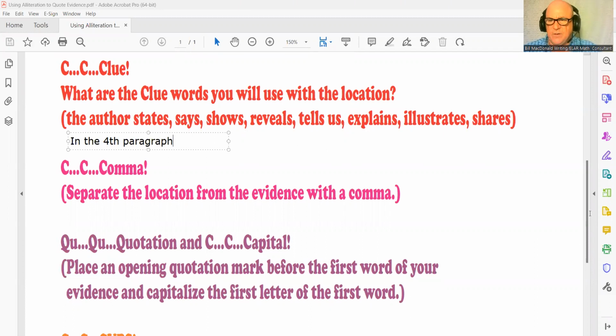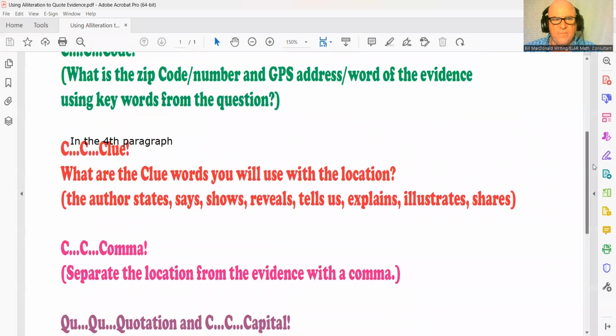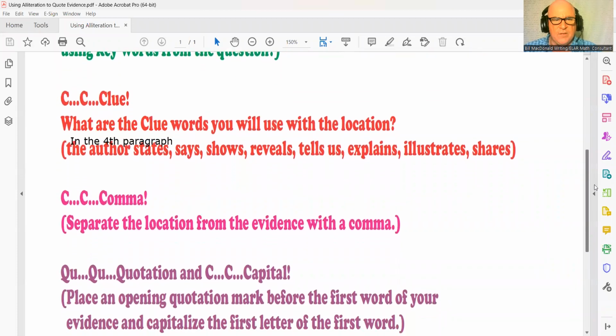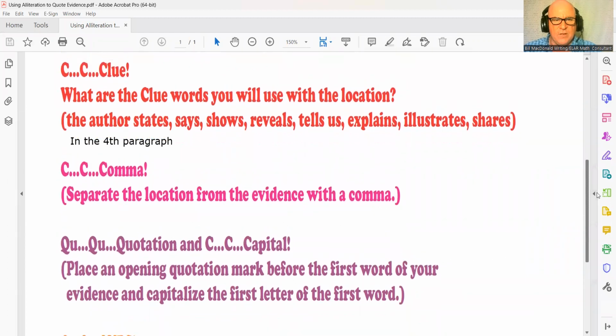So just as a reminder, what we're doing there is the K that was right above it: the zip code, the K code, and the GPS address. The number is the code where it's at, and the address is the word, which one.